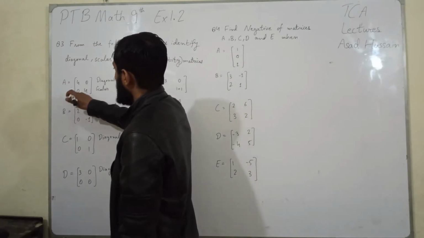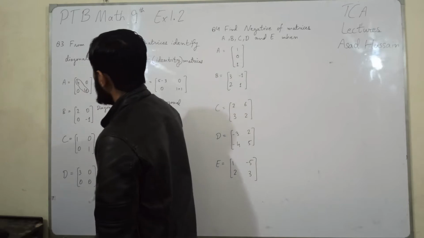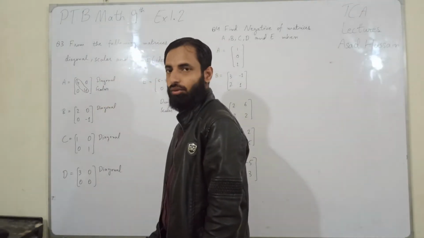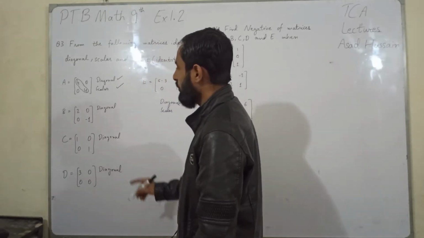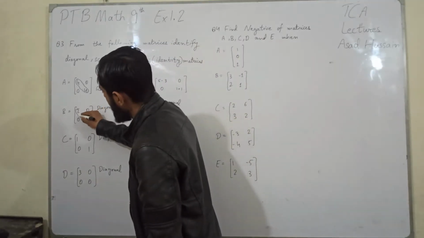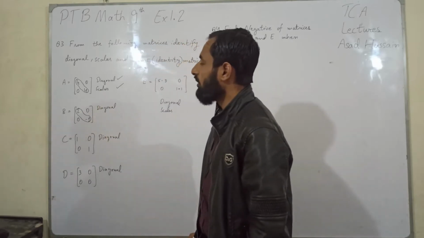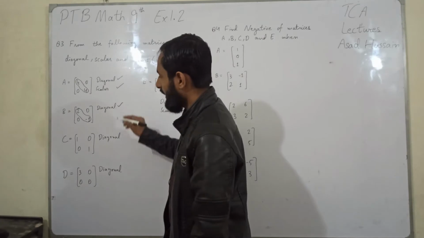Matrix A. In matrix A, we can see that on the diagonal the elements are same and all the other non-diagonal elements are 0. So it is a diagonal matrix and a scalar matrix. Moving on to matrix B. In matrix B, all the diagonal elements are non-zero and all non-diagonals are 0. So it is only a diagonal matrix.